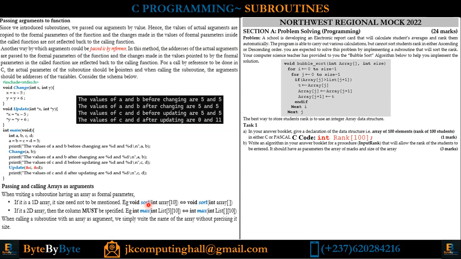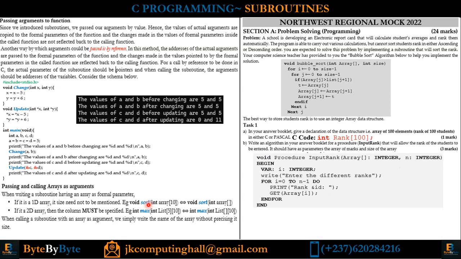The B part says, write an algorithm in your answer booklet for a procedure input rank that will allow the rank of the students to be entered. It should have as parameters the array of marks and the size of the array. Those are the parameters, the array of marks and the size of the array. And that is what we have.